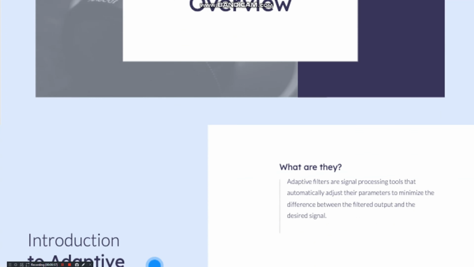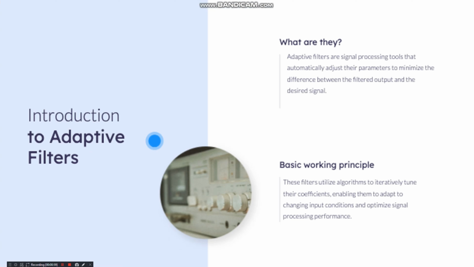Overview. First, we talk about the introduction to adaptive filters. What exactly are adaptive filters? Adaptive filters are signal processing tools that automatically adjust their parameters to minimize the difference between the filtered output and the desired signal. And its basic working principle is that these filters utilize algorithms to iteratively tune their coefficients, enabling them to adapt to changing input conditions and optimize signal performance.